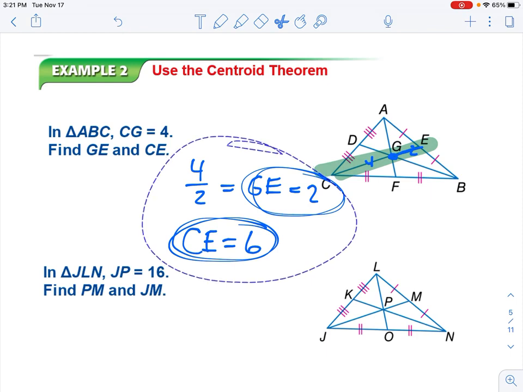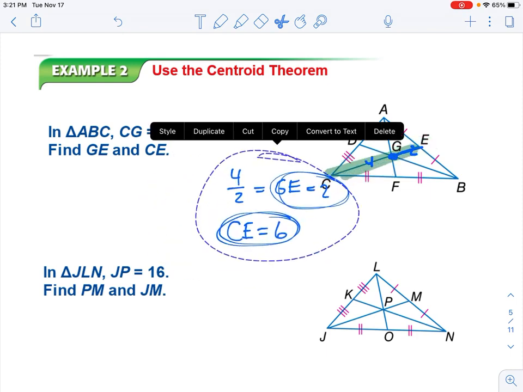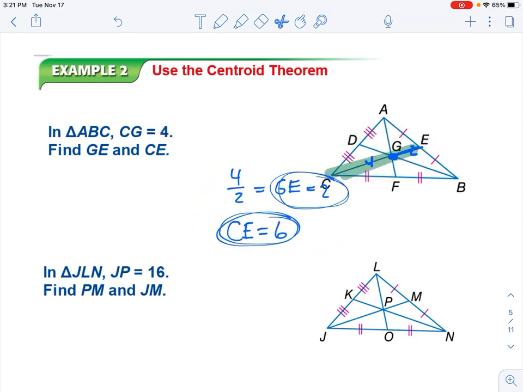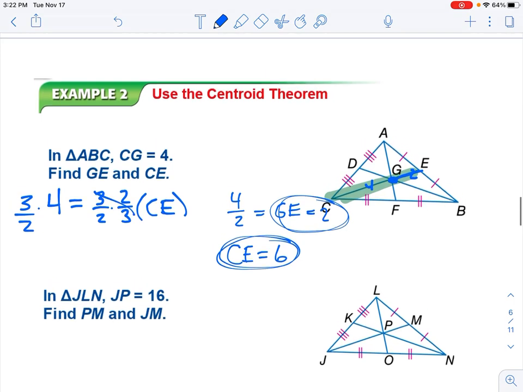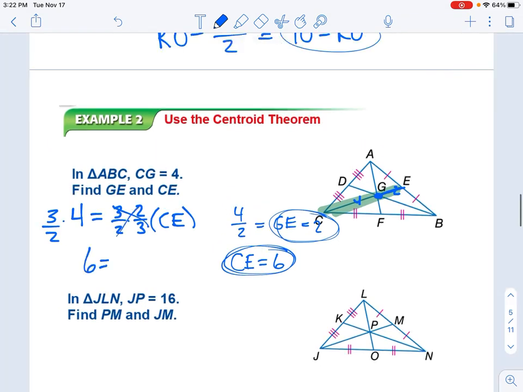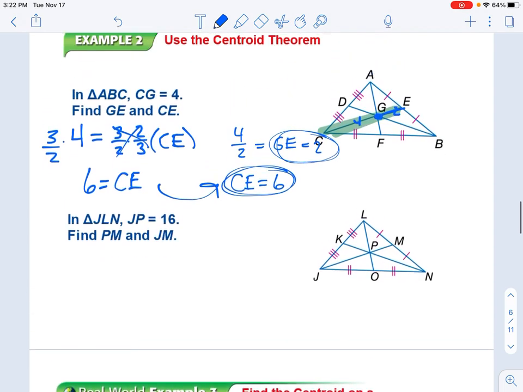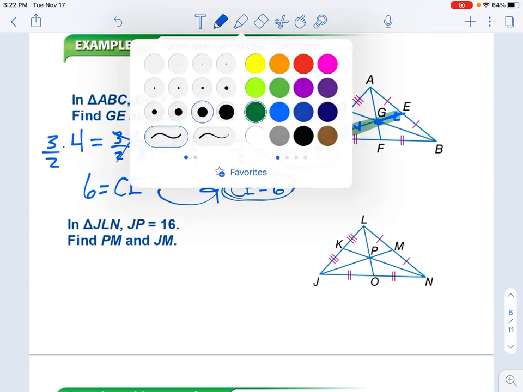If you prefer equations over what we just did, you can also set up an equation based on our original equation. We have 4 now is equal to 2/3 the whole thing, CE. To get CE by itself, you multiply by 3/2 on both sides, and you end up getting 6 equals CE. Notice these are the same. Then you can just go ahead and solve for GE from there. And this one, once again, is super similar.